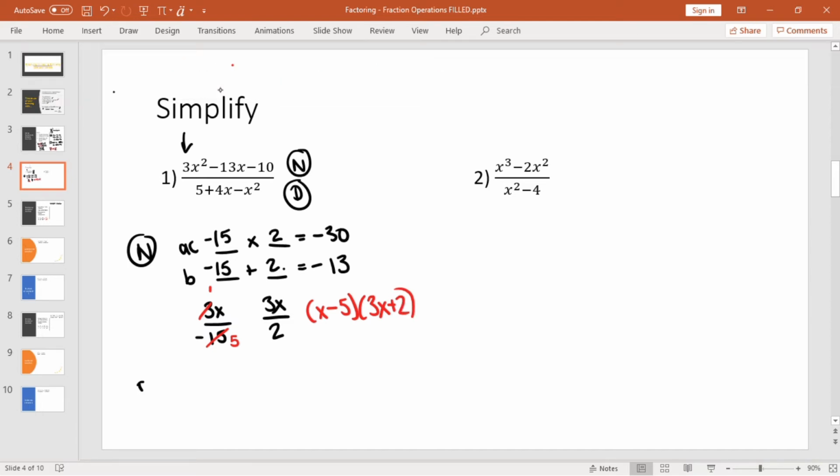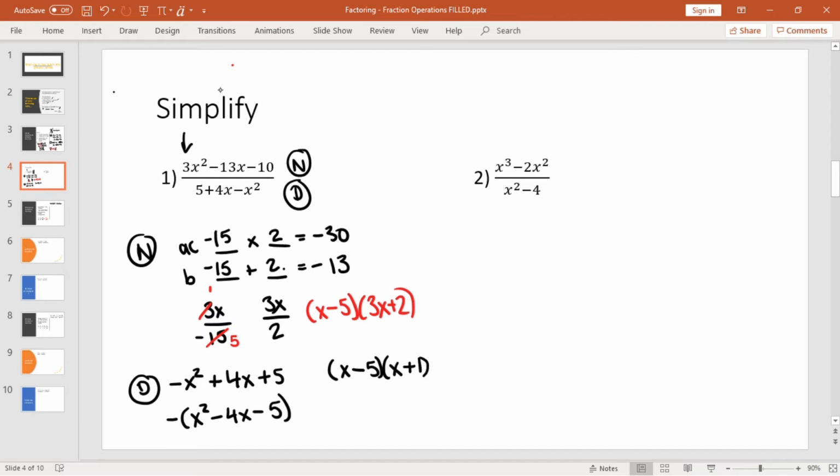Looking at the denominator, I'm going to rearrange it. Negative x squared in descending order plus 4x plus 5. I'm going to factor out the negative because I don't like my leading term to be negative, which will change the sign of everything. And then it's a simple trinomial. 5 only can be made with 5 and 1. So my AC line is negative 5. My B line is negative 4. I need factors of 5 that combine to negative 4, or are 4 apart rather. So x minus 5, x plus 1.